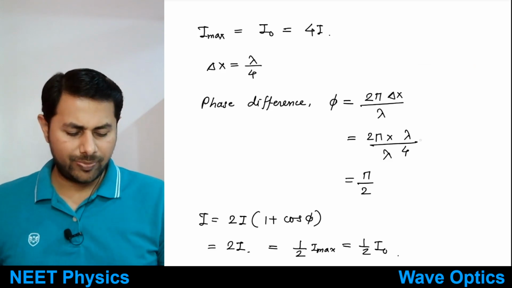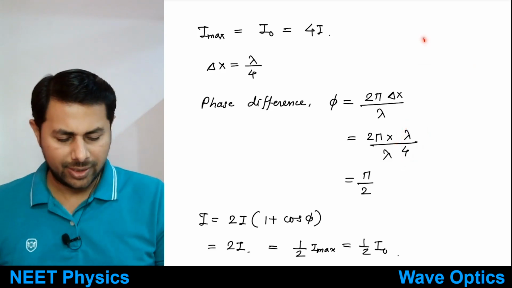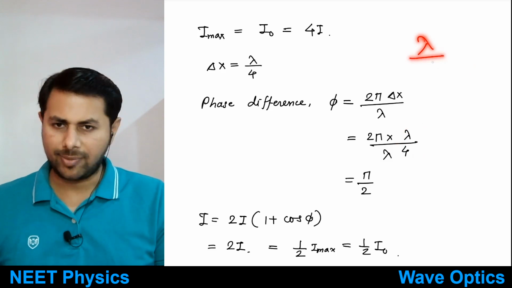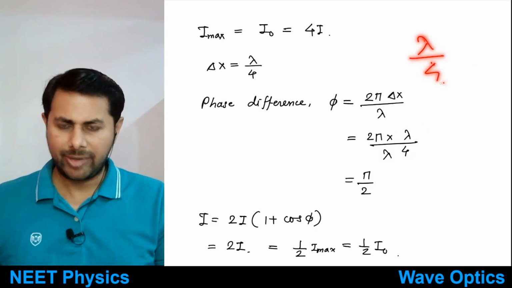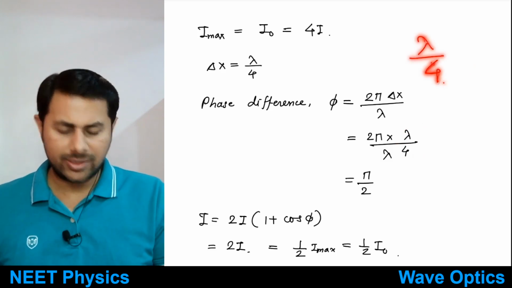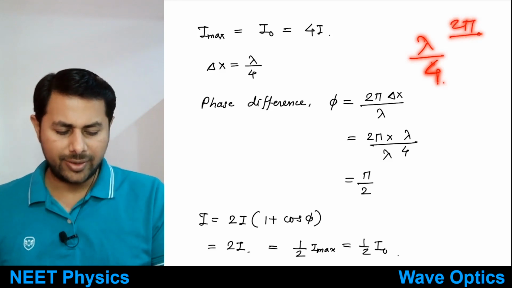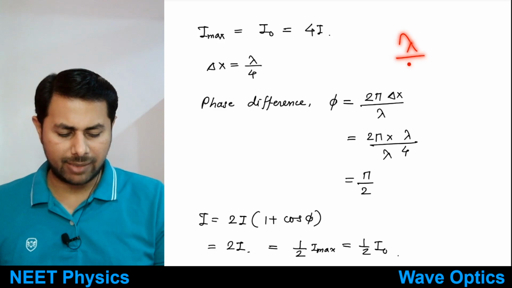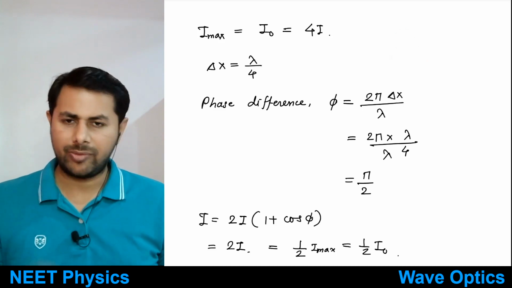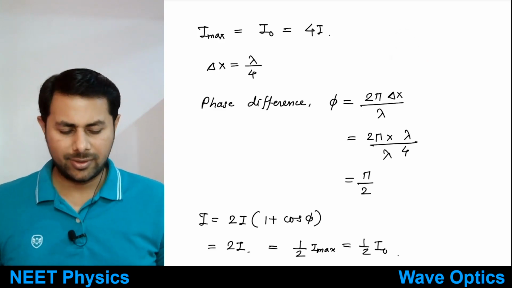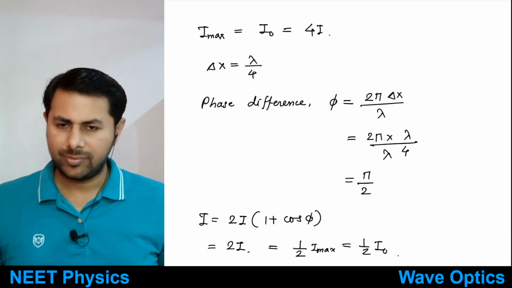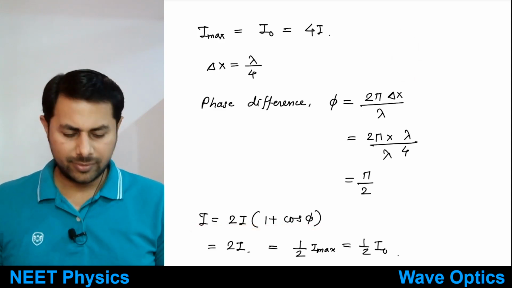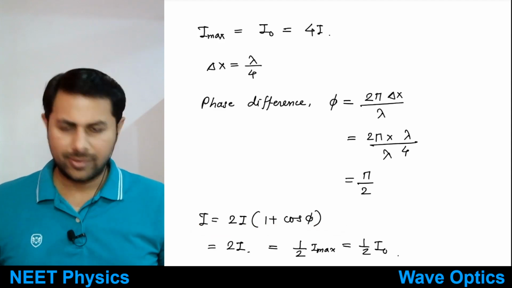Okay. So if path difference is given in terms of lambda, lambda by 4, lambda by 8, what will you do? Whatever is that factor, just divide 2 pi by that factor. If path difference is lambda by 8, phase difference would be equal to 2 pi by 8. So quickly find it out that way, and then make use of this formula.